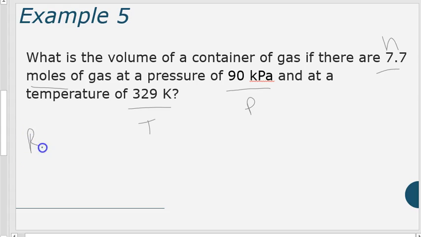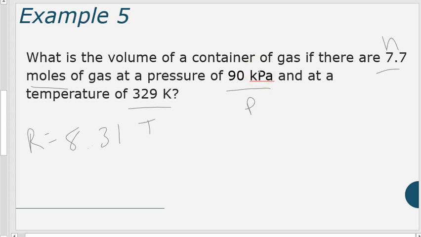Remember, we got to figure out R. We know this is PV equals nRT. Look at your pressure units. The pressure units in this problem are kilopascals. So when you look at your number choices here, you should pick the one that has kilopascals in the unit. And our number that we're going to use for our pressure constant is 8.31 because that matches our pressure units here. And we're going to plug our numbers in.